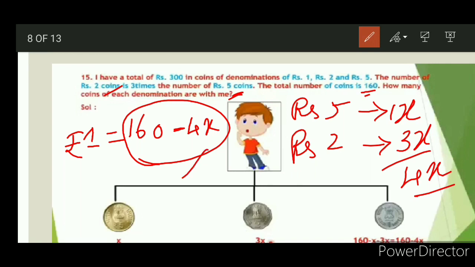We have to keep it in this difference form. We cannot subtract because one is a variable number and another one is a non-variable number. We cannot subtract, so keep it in this form.